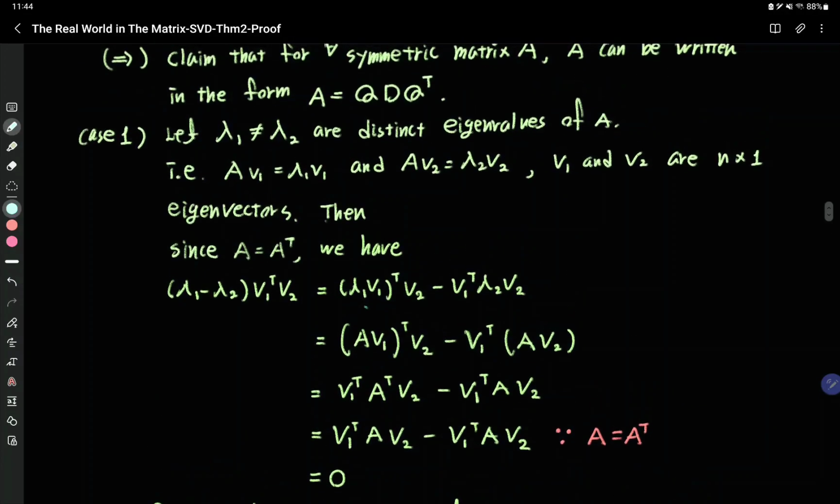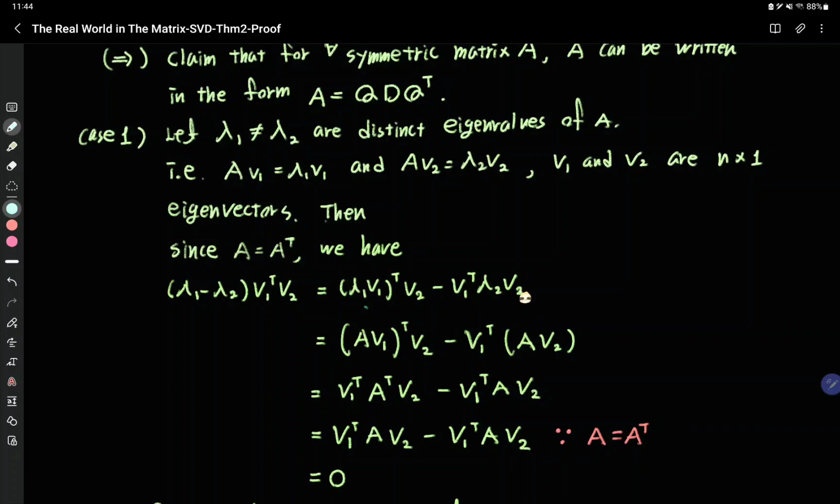You see why this turns out to be 0, because we distribute lambda 1 and lambda 2, so we get this, right? But lambda 1 v1 is A v1, because lambda 1 is the eigenvalue corresponding to eigenvector v1, so that must be equal to A v1.